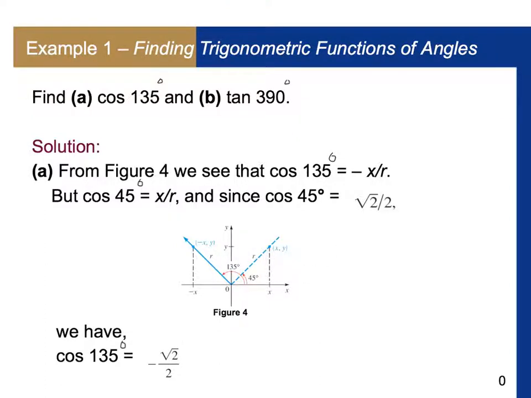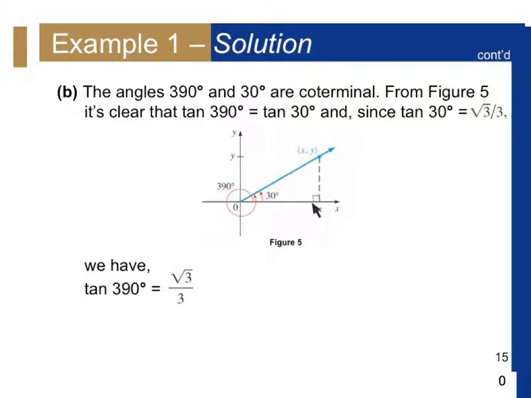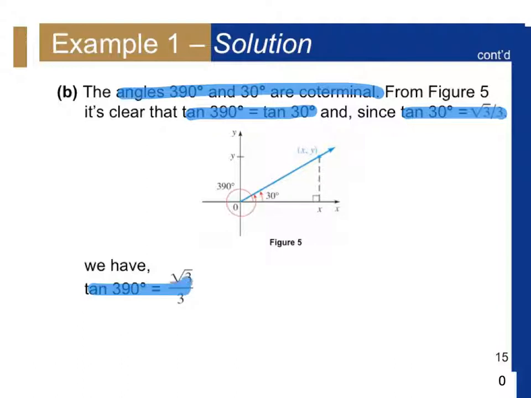Okay, tangent of 390. Now remember, 360 is just a circle. So we can say 390 is the same as going 30 degrees, because when we do 360, we are back where we started. So 390 is the same as 30. We say that those angles are coterminal. That means that tangent of 390 is tangent of 30. Since tangent of 30 is square root of 3 over 3, tangent of 390 is also square root of 3 over 3.